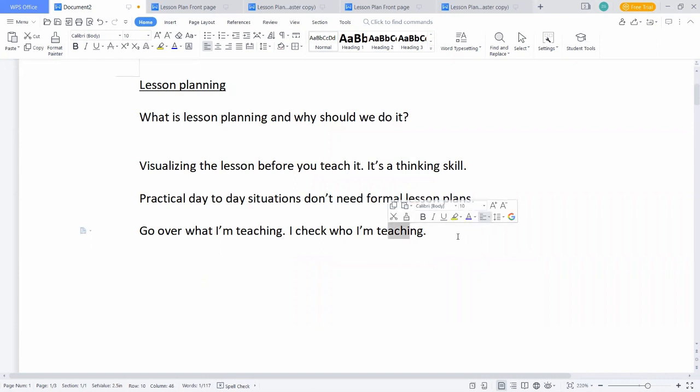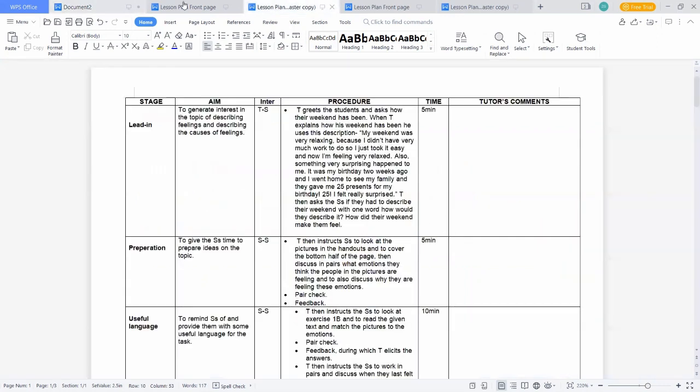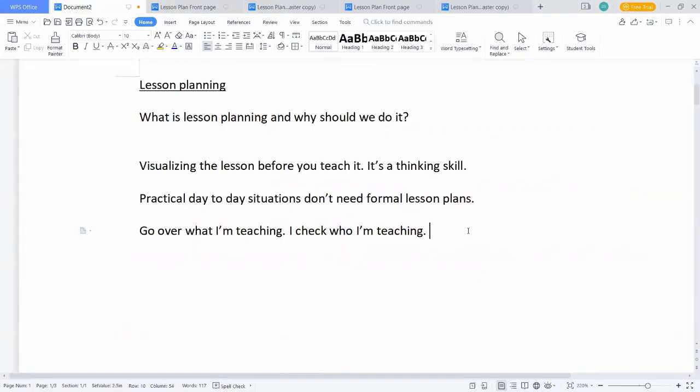Okay, so practically, I do this. I don't write down a long lesson plan. I check who I'm teaching, then I decide mentally the procedures and aims for the lesson. And then I teach it.